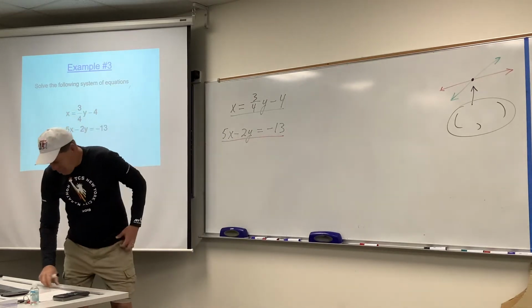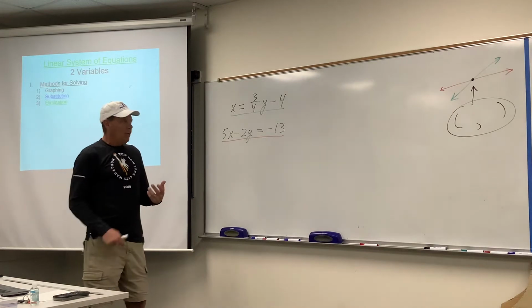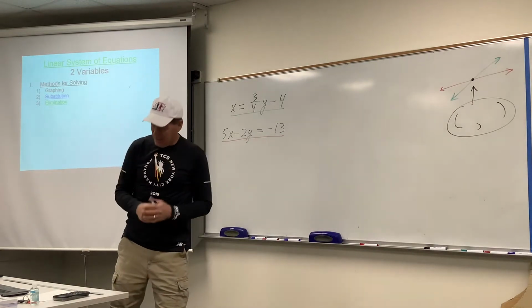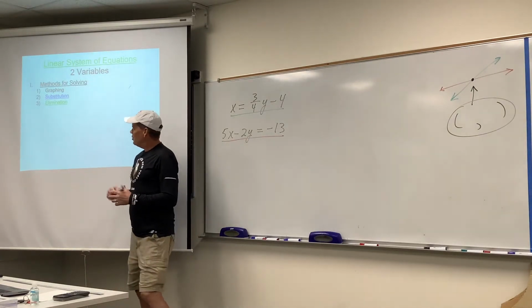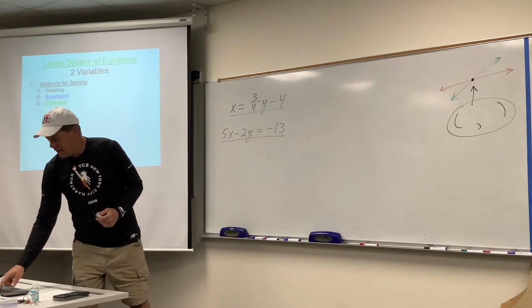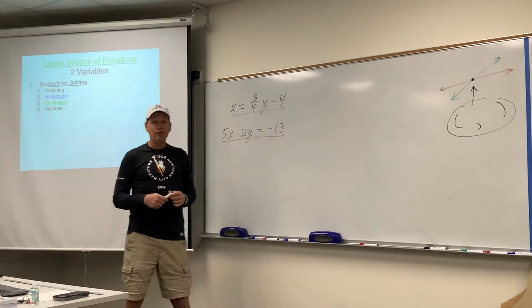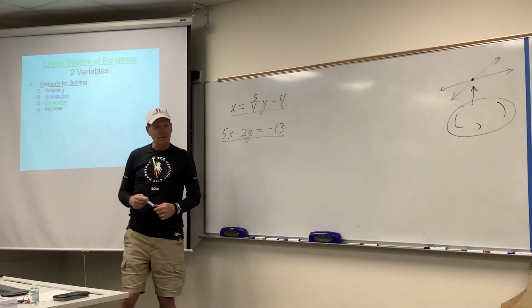As we've established, graphing is not a very good idea here, because what if your lines are crooked? What if those numbers are decimals? It just wouldn't be easy to do. So we have two methods that we've talked about: substitution and elimination. There is yet another one called matrices, but on a two-variable system I would recommend we focus on substitution and elimination.